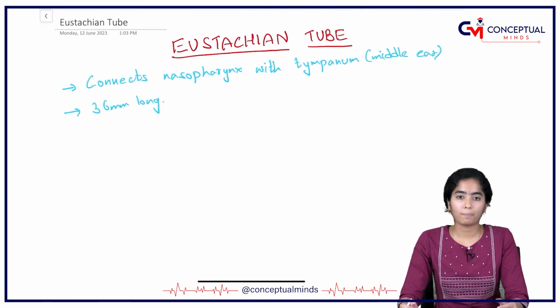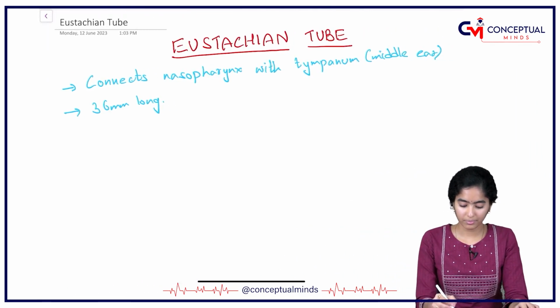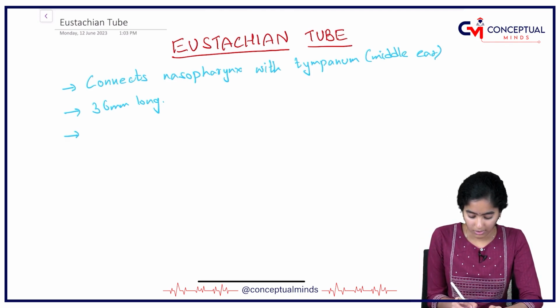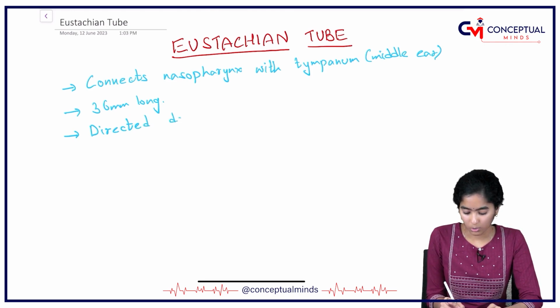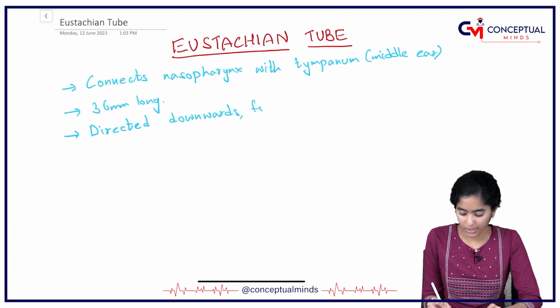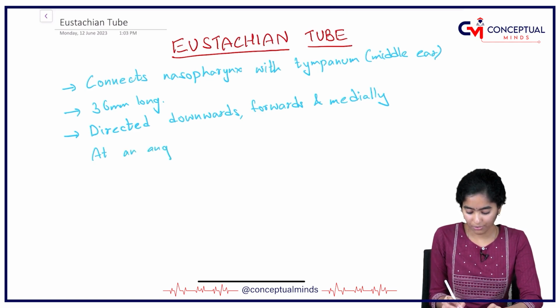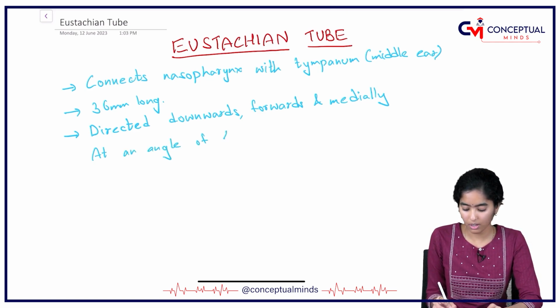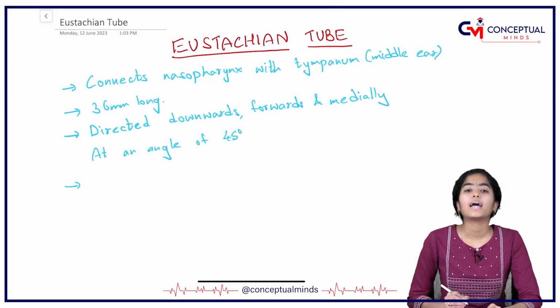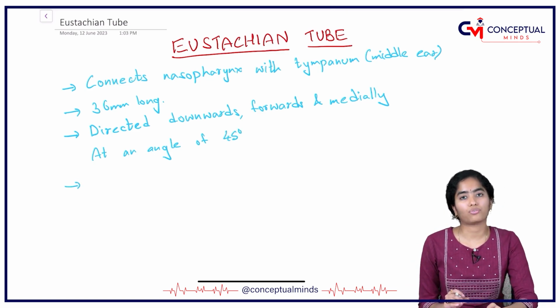Now, coming to the parts of the Eustachian tube, let me write that down. It is directed downwards, forwards and medially. And it is at an angle of 45 degrees with the horizontal. Now let us study the parts of the Eustachian tube.